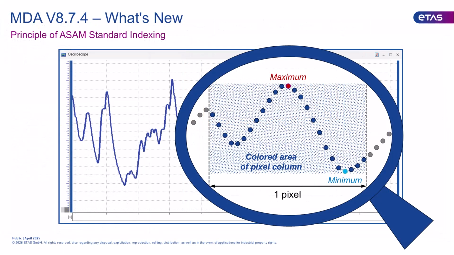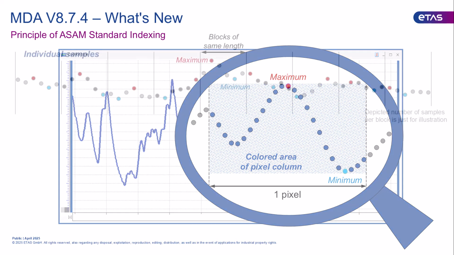On this slide, I want to explain roughly how the index works. When displaying the samples of a signal in an oscilloscope, there are 2 limitations. One is the width of the oscilloscope, and the other is the display resolution of the monitor. These limitations cause that often many samples will fall on the same vertical pixel column. This means that the individual samples cannot be displayed separately and recognized optically.